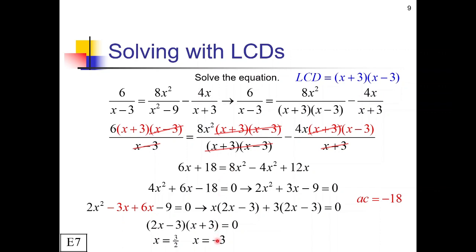However, negative 3, if I plug that in for the x plus 3, that zeroes out the second and the third fraction. If it zeroes out any of these, then that's a deal breaker. So because negative 3 makes our original equation undefined, we actually have to eliminate that as an extraneous root, and only 3 halves is a true answer for this one.